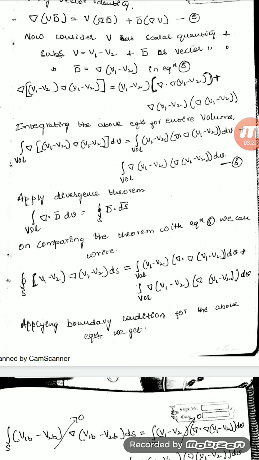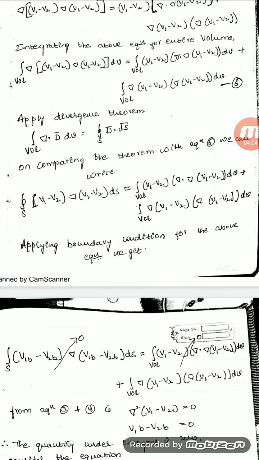Next you have to integrate that equation over the entire volume. Since there are three parts in this equation, one on the LHS and two on the RHS using plus, you write the volume integration for all of them: integral over volume of del of (V1 minus V2), del of (V1 minus V2), with respect to dV. Like that you write for both LHS and RHS. Call it equation 6. Next, apply the divergence theorem. So what does the divergence theorem tell?